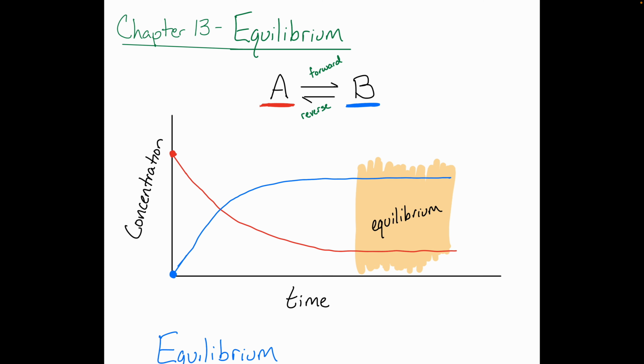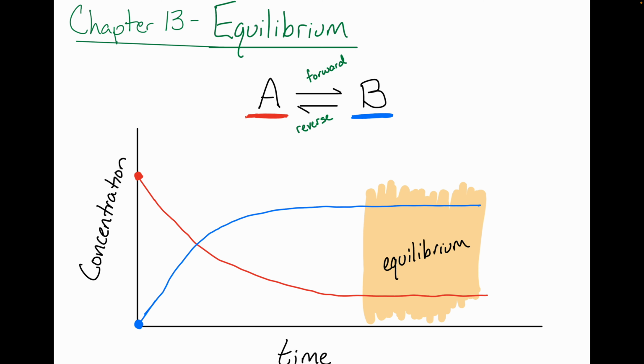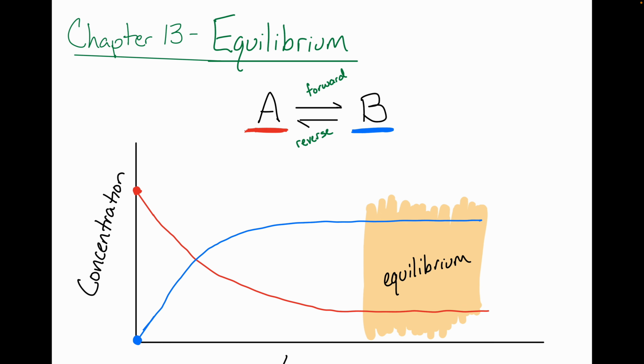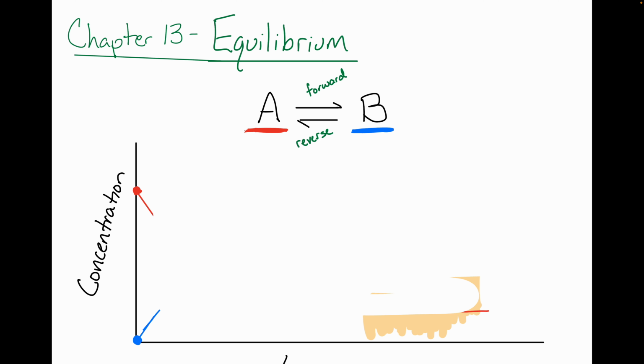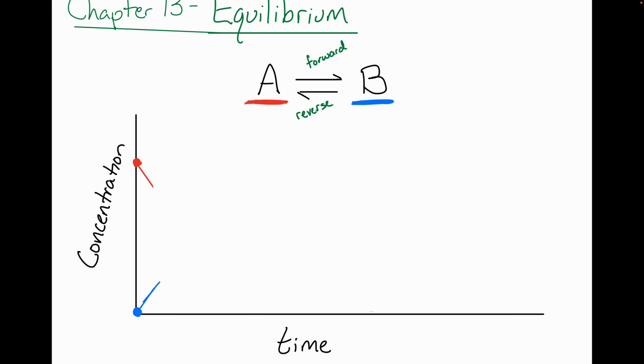Okay, let's do this. So we actually already did our intro to this chapter, chapter 13 on equilibrium. Let's just remind ourselves real quick. We said that we were going to take this very simple reaction where A is converted into B, and make one of these plots just like we did in our kinetics chapter, where we plot the concentration change over time.